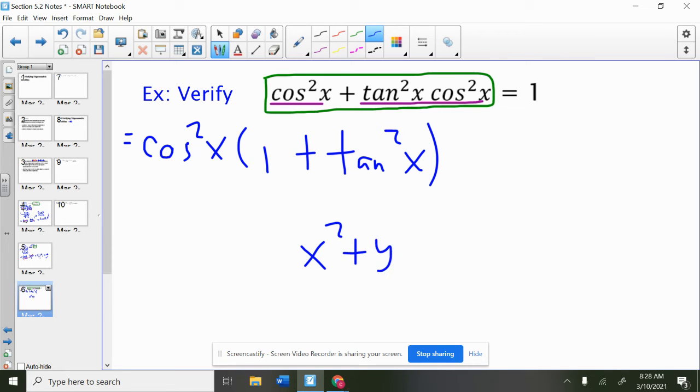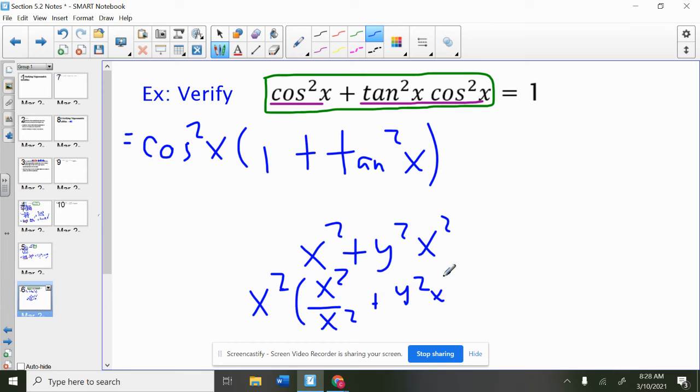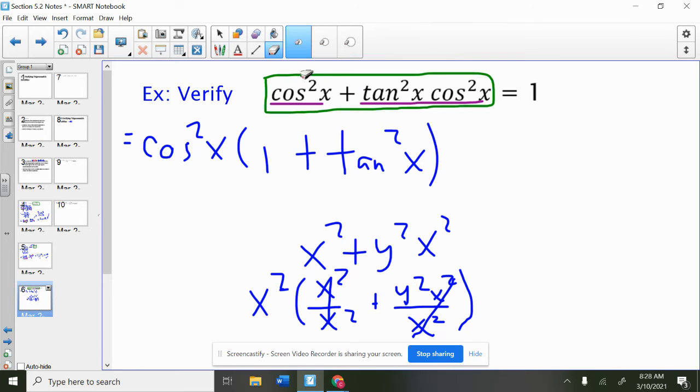So a reminder when you do this, this is similar to if I had an x squared plus y squared x squared. When you're factoring out that x squared, remember, you're taking what you originally had and you're dividing by that number out front. So I'm dividing this by this number. And then over here, I would have this y squared x squared because that's what I have on top. And I divide that by this. So technically speaking, when I factor, I'm dividing it. That cancels out and gives you 1. This cancels out and gives you that y squared. So that's why it works.